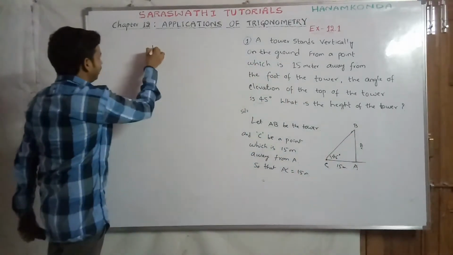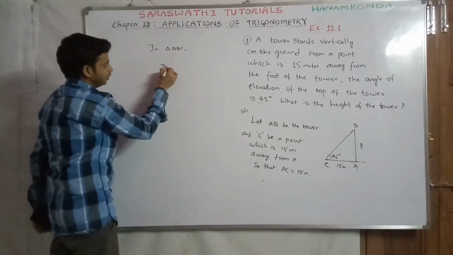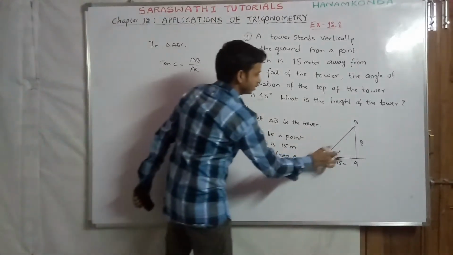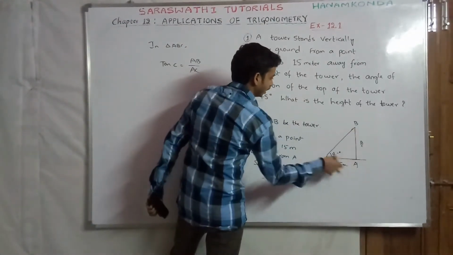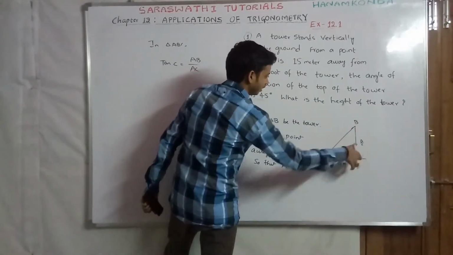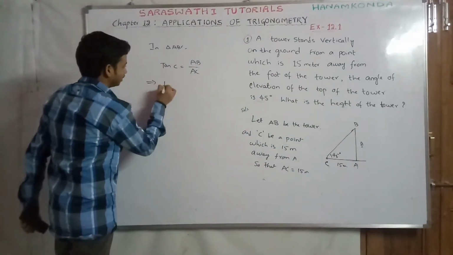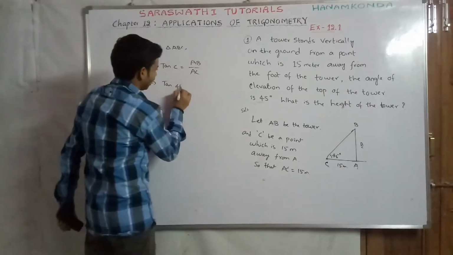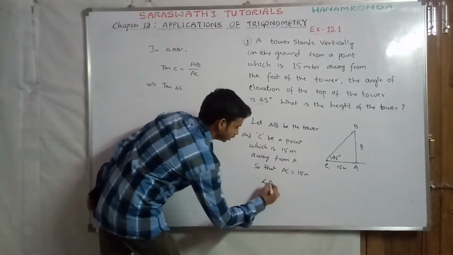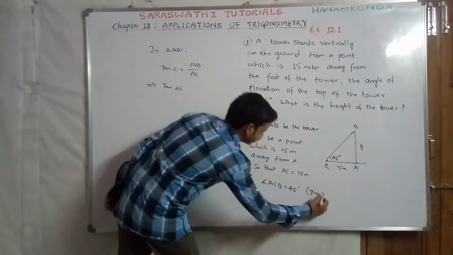In triangle ABC, tan C equals AB by AC. We know that tan theta equals opposite by adjacent. That means tan C equals AB by AC. AB is the opposite to angle C and AC is the adjacent to angle C. So it implies tan C, that means tan of 45, since angle C is 45 degrees, given in the question that angle ACB equals 45 degrees.